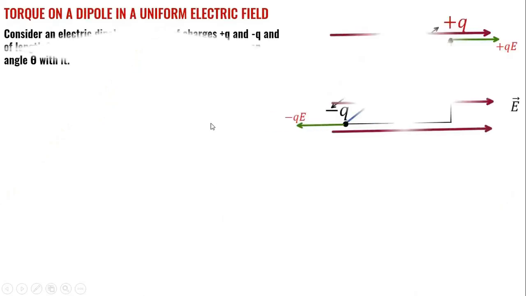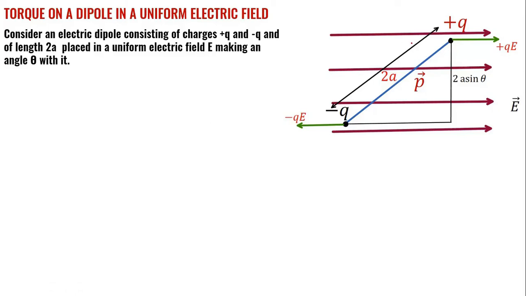Now our next article will be torque acting on a dipole in a uniform electric field. It's a very important article. Now, a uniform electric field is represented by a set of parallel equidistant lines. Here we have represented the set of parallel equidistant lines as E.